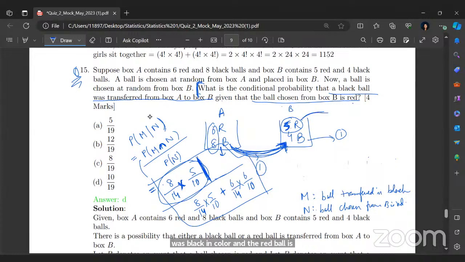That is 8 by 14 times 5 by 10. And the second possibility could have been that a red ball was transferred and you are selecting a red ball from box B. So that is why in the denominator we have this term also.